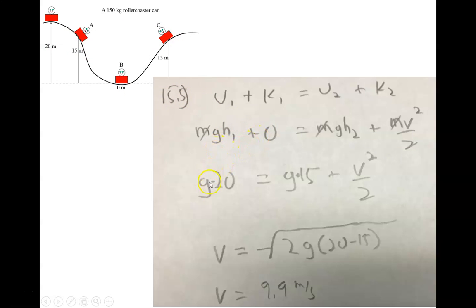So plugging in, we get g times 20. My initial height is 20, plus 0 equals g times 15 plus v squared over 2, and then solving for v, we get the square root of 2g times 20 minus 15. So really all we're doing is subtracting these heights, looking at the difference in elevation between these two. I could have considered this to be 0 and this to be 5, and I would have gotten the same answer. And so solving, we get 9.9 meters per second.